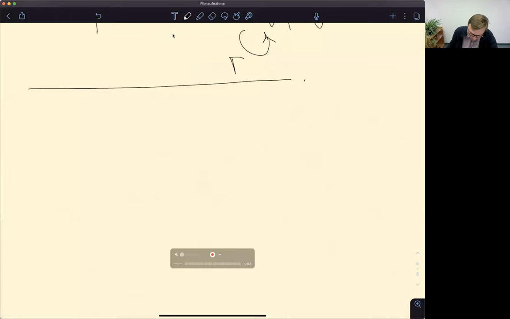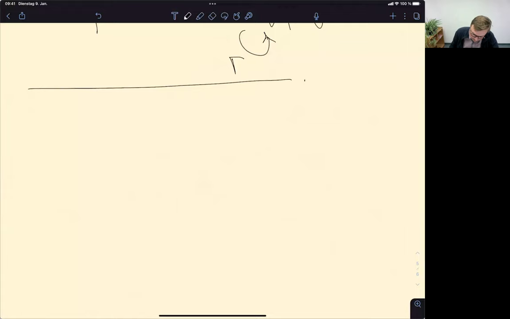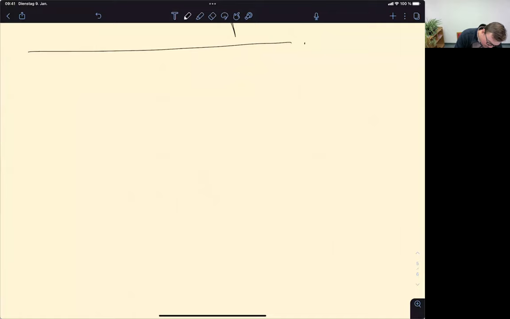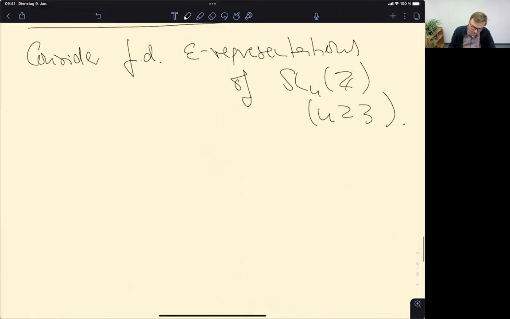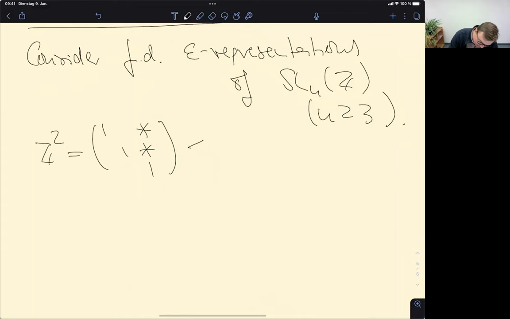All right, so consider finite dimensional epsilon representations of the group SLNZ, and N is at least 3, so maybe we just fix it to be 3, it doesn't really matter. This group has, as you all know, an important subgroup, which is the group of unipotent matrices with two entries, like I indicated. So that's a copy of Z square. That's a subgroup of, let's say, SL3Z.